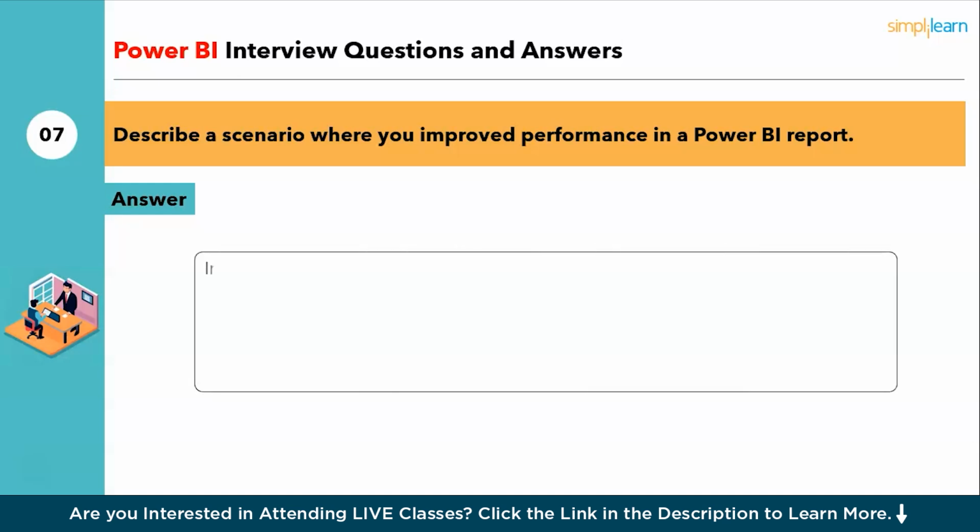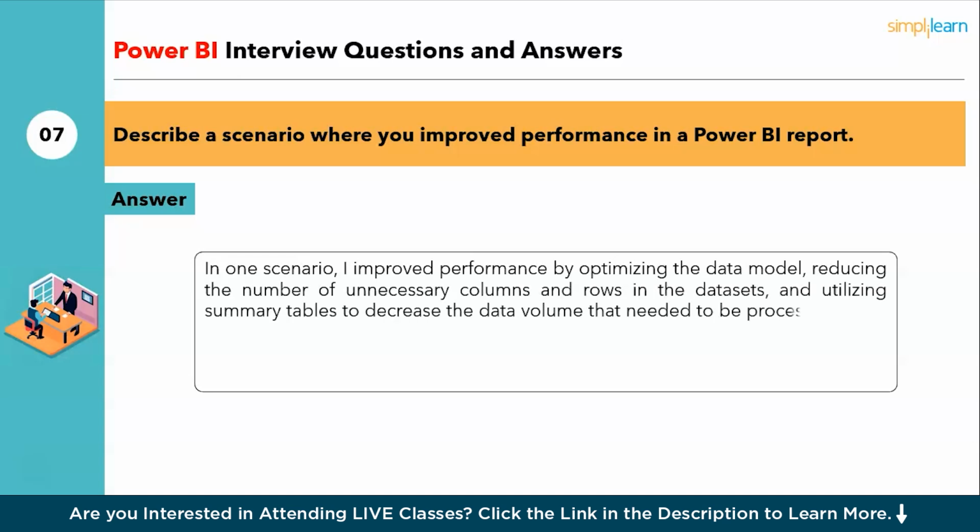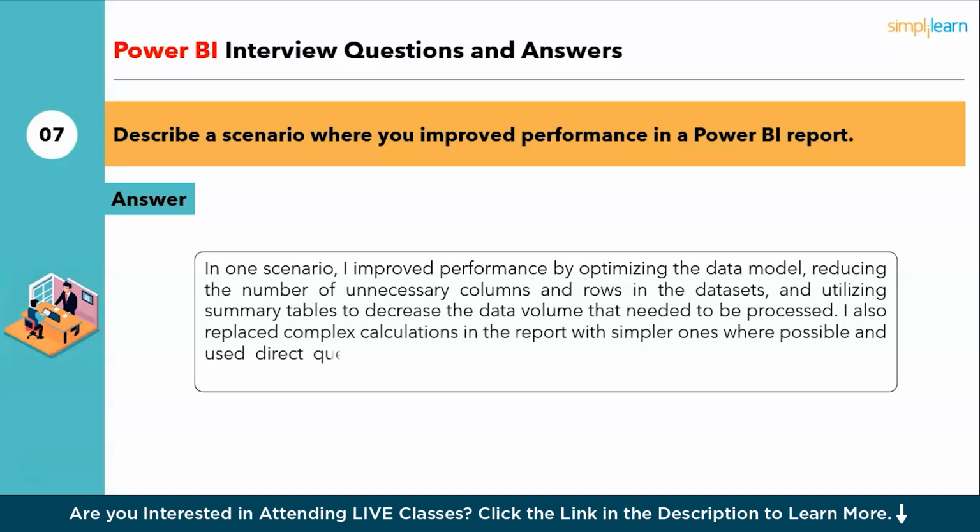So the answer for this question which I have is, in one scenario, I improved the performance by optimizing the data model, reducing the number of unnecessary columns and rows in data sets, and utilizing summary tables to decrease the data volume that needed to be processed. I also replaced complex calculations in the report with simpler ones where possible and used direct query mode for real-time data requirements to speed up report loading times. So this can be a good answer. You can also add some answers from your end as well to benefit the viewers.